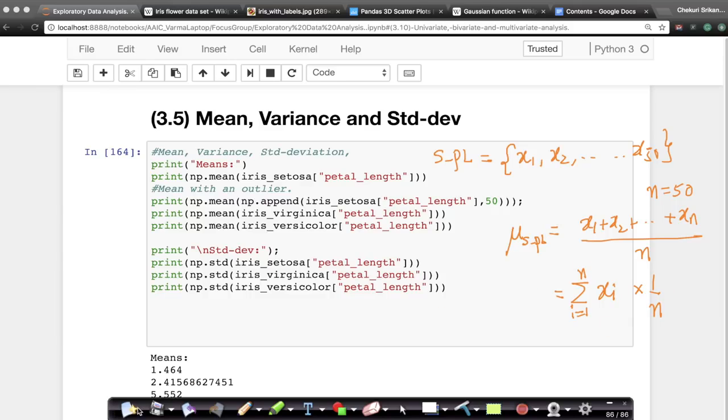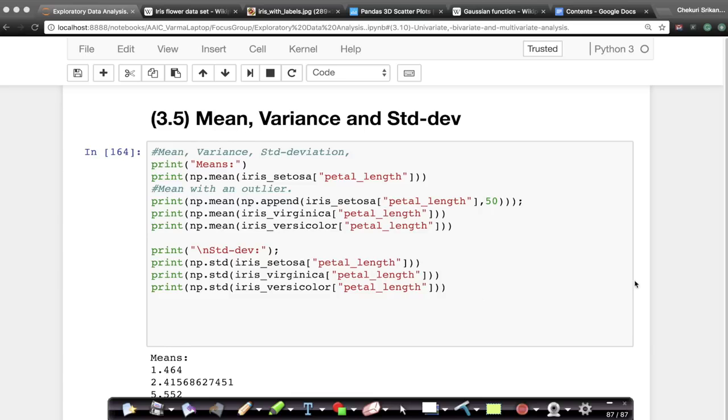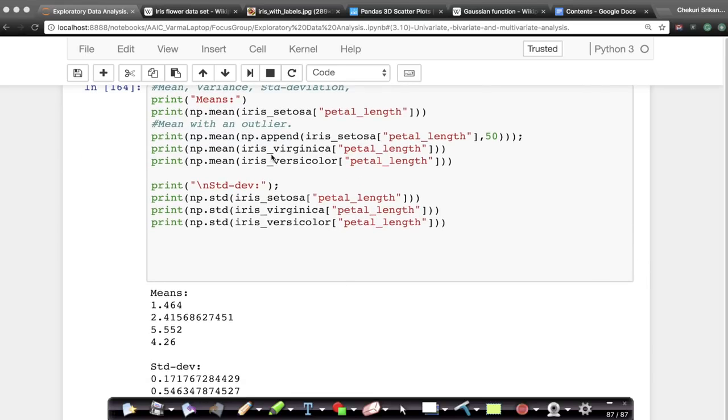Now you might ask me, what is the use of mean? Why are we learning about the mean here? So now let's take a very simple question. Let's look at the code. I'm printing the means; np is nothing but your NumPy. NumPy has a simple function called mean, and I'm printing the mean of petal lengths of setosa, versicolor, and virginica.